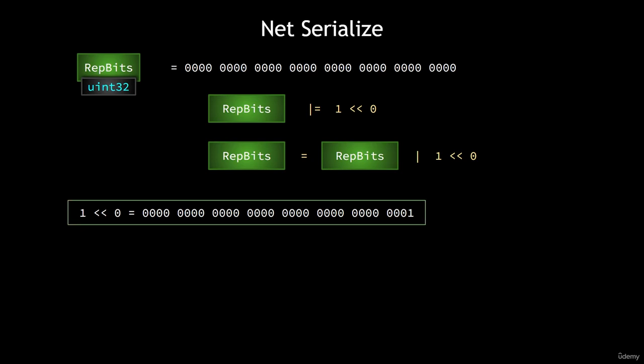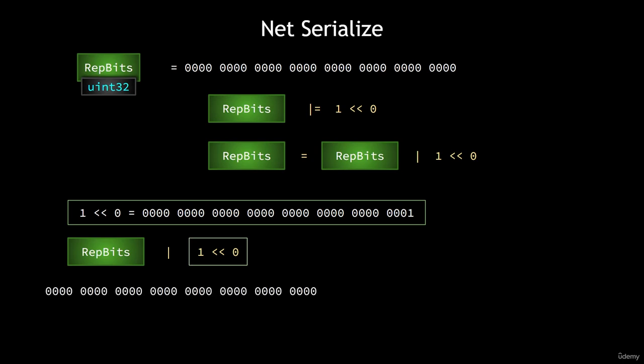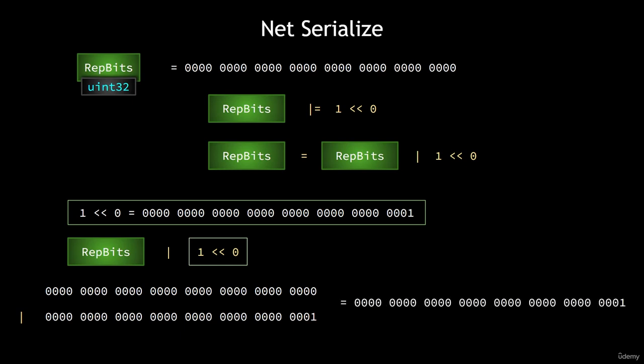So since we know 1 left shift 0, we can take rep bits, which starts off at 0, do a bitwise OR with 1 left shift 0, which we know is 1. Here's all the zeros, bitwise OR, and here's 1 left shift 0, which is just 1. What do we get when we take the bitwise OR of these two numbers? Well, we get 1, as all the digits are 0, except for that 1 at the very right, and the bitwise OR between 0 and 1 gives us 1, so the result is 1.